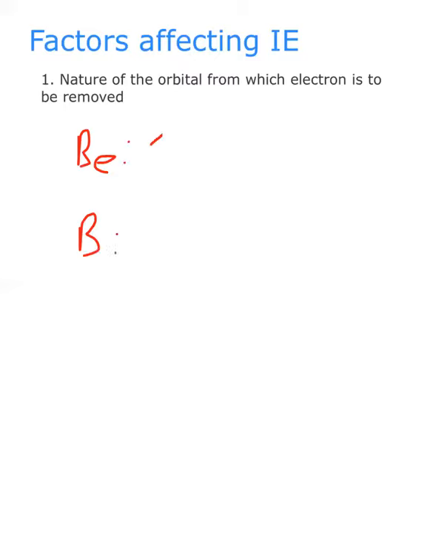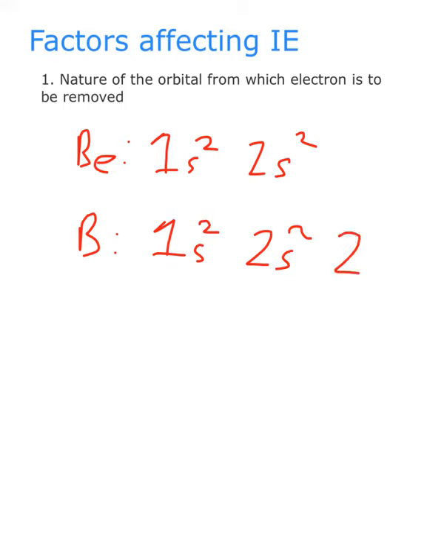for beryllium, it will be 1s2 and 2s2. While for boron, it will be 1s2, 2s2, and 2p1. Now we can see that in beryllium, the electron that has to be lost is from the inner orbital, that is the 2s orbital, while in boron, it's from the 2p orbital.